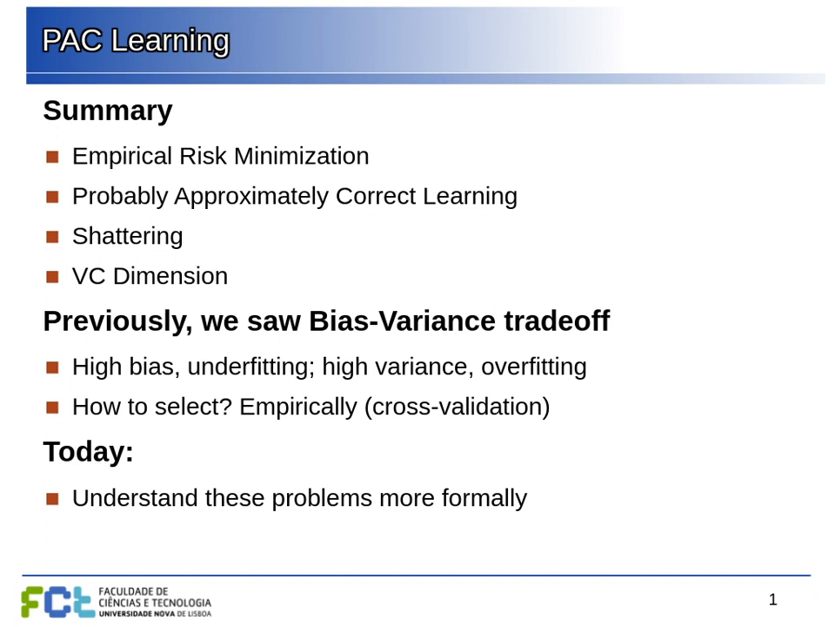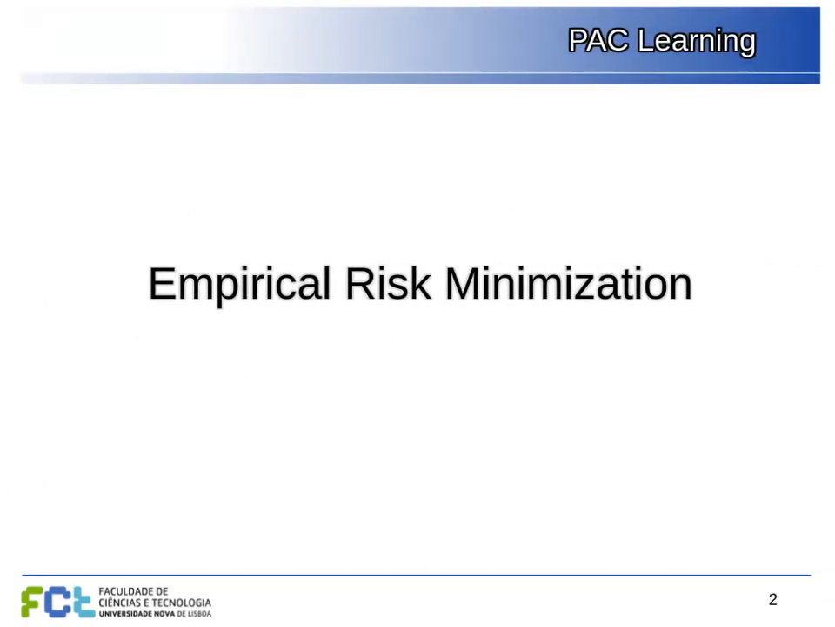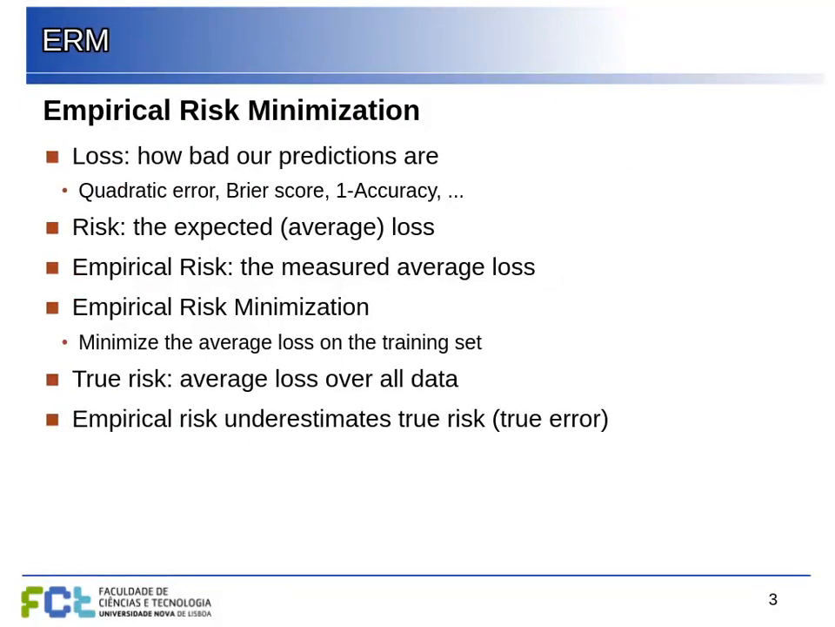Today we're going to take a more formal look at these problems, not as a practical approach. The bounds for the error we're going to calculate here are very loose and not adequate for actual practical application. But understanding this theory gives us a more fundamental insight into how these things work and what is affecting the training of our models. So let's start with empirical risk minimization.